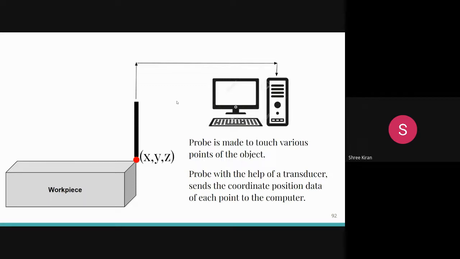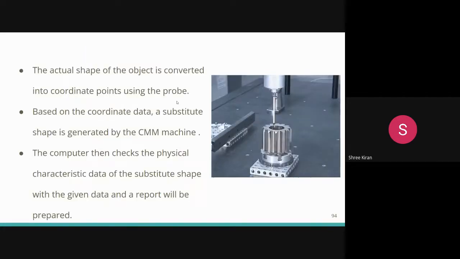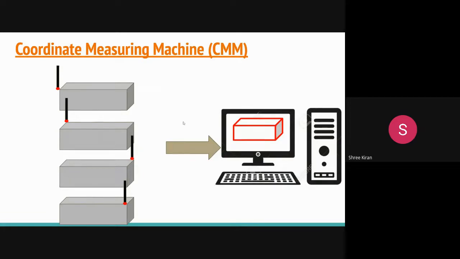With the help of the coordinate machine, this is a component, and it is touched at various layers to check whether all the points and the coordinates have been marked or not.